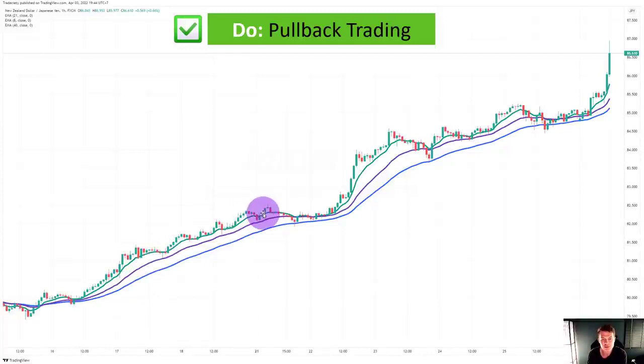At different stages of a trend, sometimes the market will pull back a little bit, sometimes the market will pull back a little bit more.